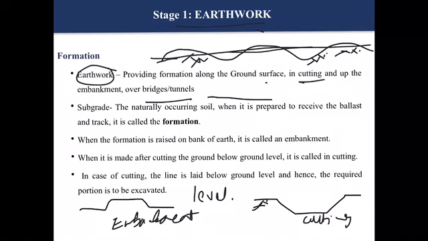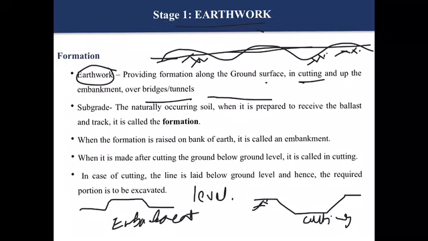What is earthwork? Earthwork is nothing but providing the formation along the ground surface, which can be on an embankment, in a cutting, or over bridges and tunnels. The naturally available soil we call the subgrade, and once it is prepared to receive the ballast and the track components, we call it the formation. If the formation is taken above the ground level, we call that an embankment, and if it is taken below the ground level, we call that a cutting.